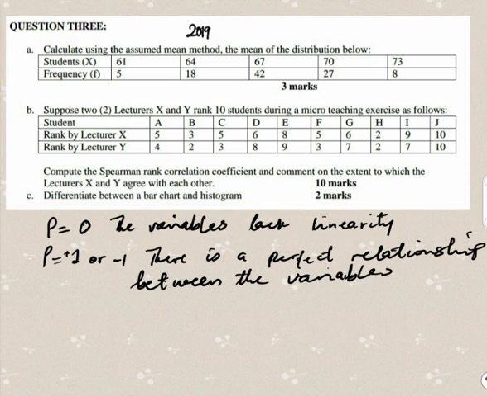Again, if the correlation coefficient is equal to, let's say, positive 0.5 up to positive 0.9, then we say the variables are highly positively correlated. So we have high positive correlation here.